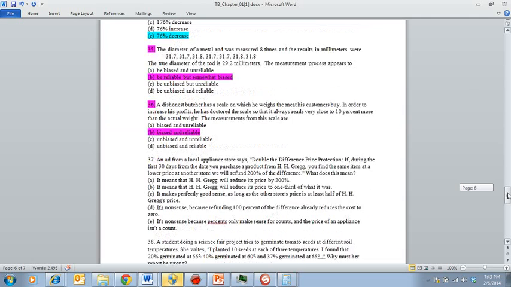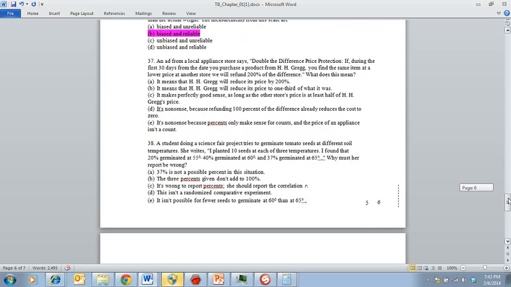All right, 37, an ad from a local appliance store says, double the difference price protection: if, during the first 30 days from the date you purchase a product, you find the same item at a lower price at another store, we will refund 200% of the difference. What does this mean? Actually, this one is not nonsense. You've got to look at the difference. What it ends up being is C. It makes good sense as long as the other store's price is at least half of H&H Greg's price, right? And I'll tell you why.